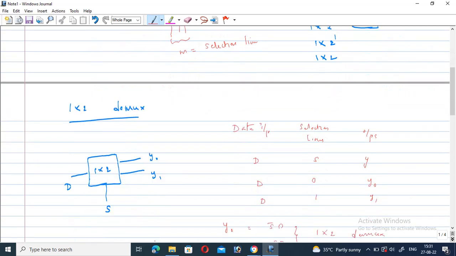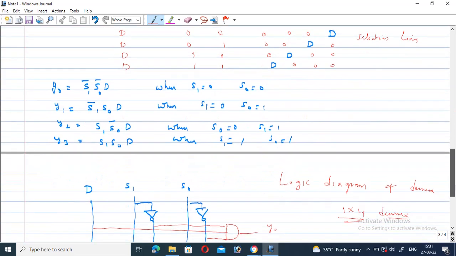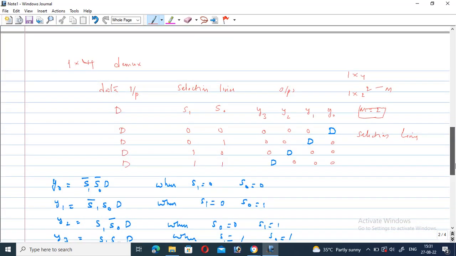So here also the same thing, it is a 1 by 2 Demux case. So D is the input, S is equal to 0, Y0 is activated, S is equal to 1, Y1 gets the output. At the same time, this is for 1 by 4 Demux consideration.